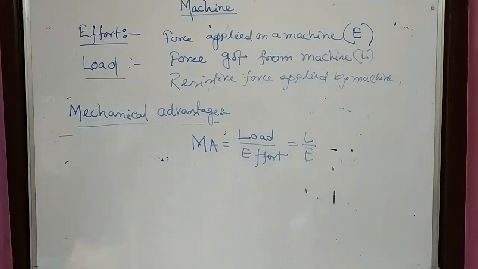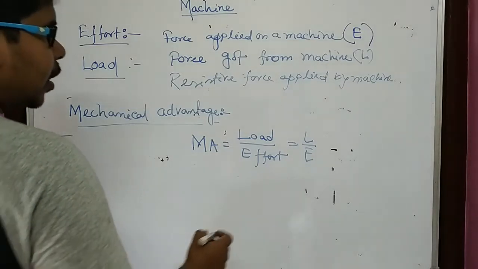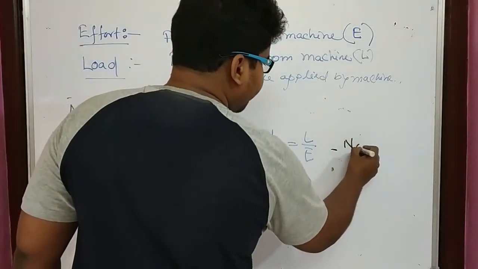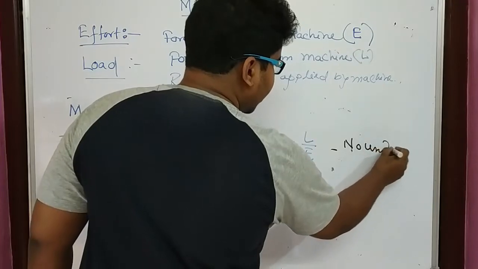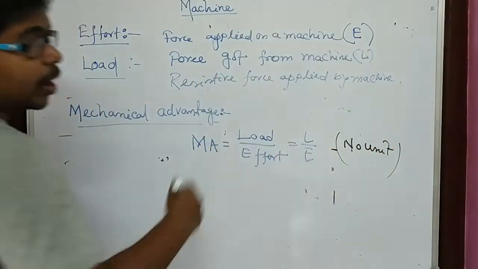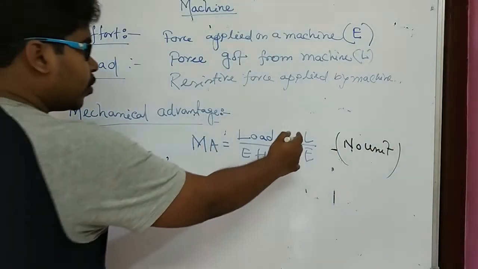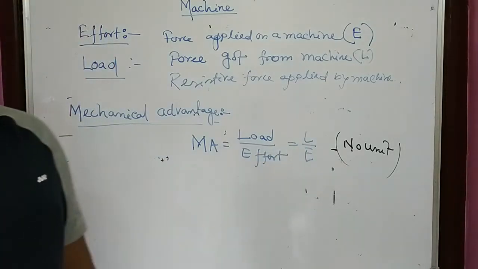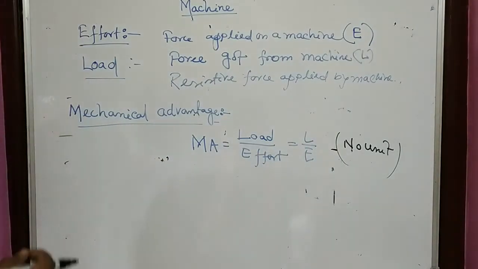That is the value of mechanical advantage. So mechanical advantage is the ratio of two forces. One is load and another one is effort. As it is a ratio of two forces, there is no unit, because it is the ratio of two same kind of quantity. This is also force, this is also force, and that's why there is no unit for mechanical advantage.